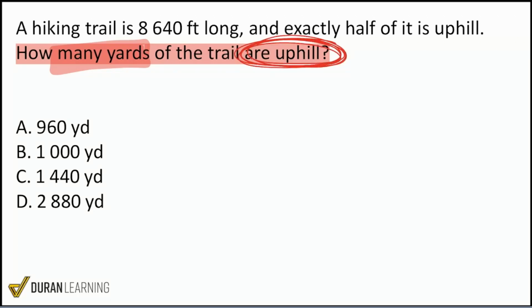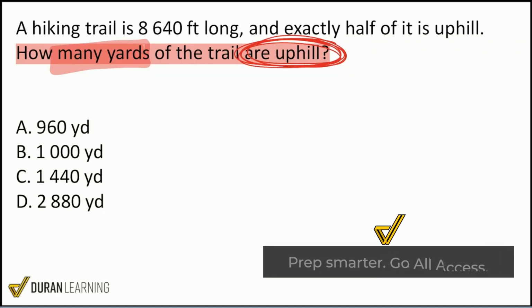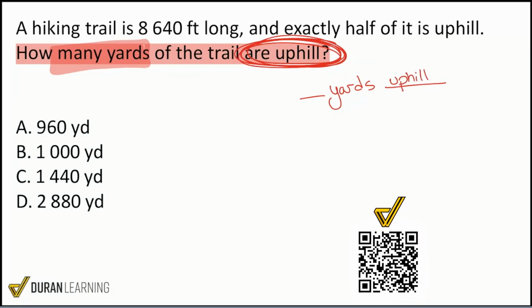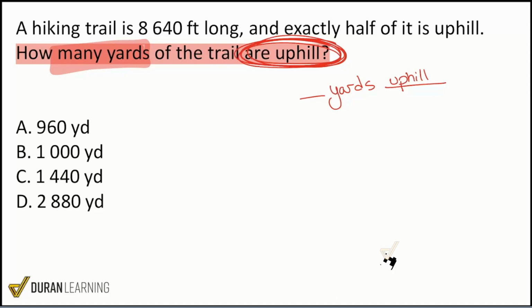So there are 2 pieces of information that are conditional to our success. So I'm going to say blank yards is what we're looking for, but specifically we want to say blank yards uphill. That is specifically what we care about right there. So with that, let's check the information that we start off with. It says that a hiking trail is 8,640 feet long. I know that's a large number. I know, but take it as is. The hiking trail is this long, and here's the important part. Exactly half of it is uphill.